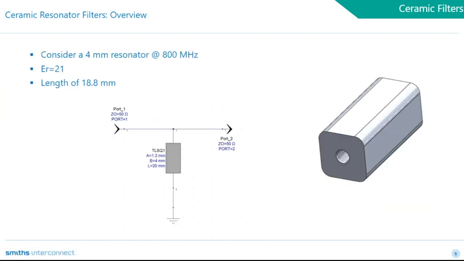Now let's consider a single 4mm ceramic resonator at 800 megahertz with a dielectric constant of, let's say, 21. The electric length will begin at approximately 83 degrees and yield a physical length of approximately 18.8 millimeters. We can view the CAD model of the resonator to the left. The model is defined by the inner and outer dimensions, the length, and the dielectric.